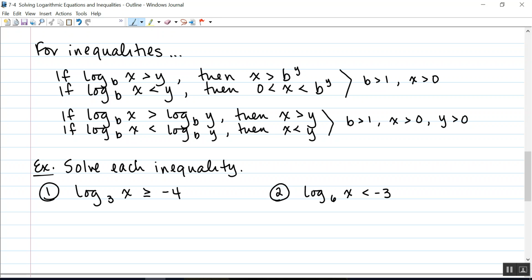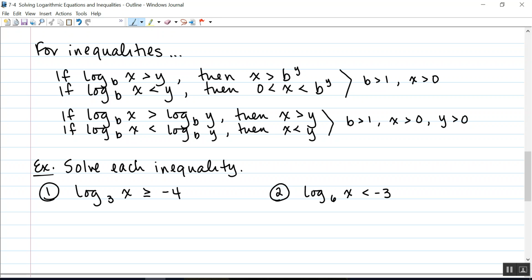You might want to just write it in exponential form, and that is say b to the y is greater than x, but it's actually the other way around. The x stays in place. So if log base b of x is greater than y, then x is greater than b to the y. So leave the x there, move the b over, and make that the base raised to the power of y. Now with a less than, if log base b of x is less than y, then x has to be a number between 0 and b to the y.